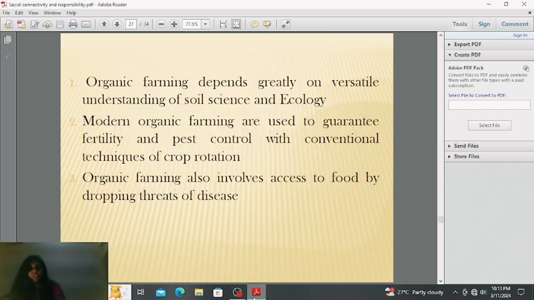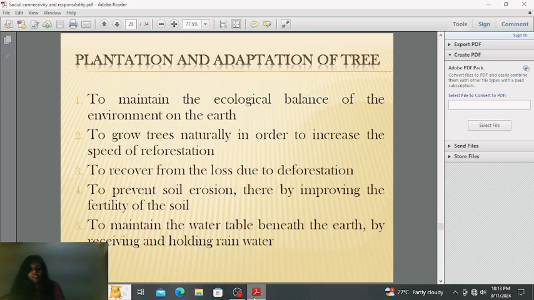Organic farming depends greatly on versatile understanding of soil science and ecology, and modern organic farming is basically used for guaranteeing fertility and pest control with conventional techniques of crop rotation. And organic farming also involves access to food by dropping threats of diseases. So, plantation and adaptation of trees.